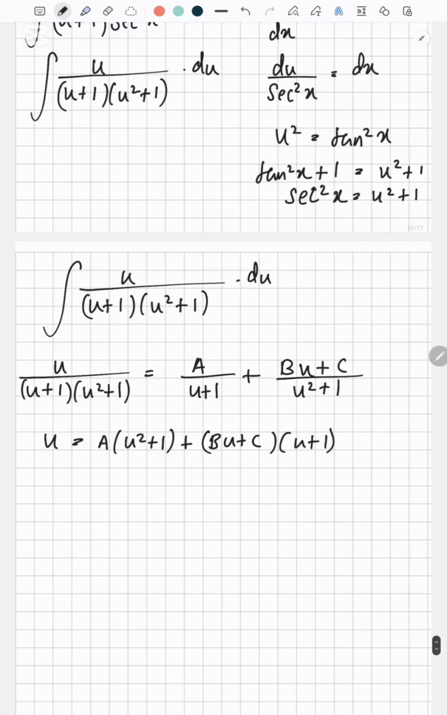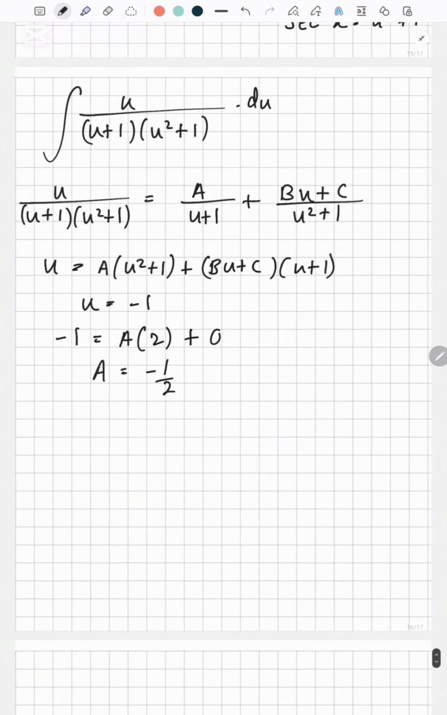So what we can do is take u equals minus 1. You can take any value for u so that you can find the values of a, b and c. I'm just taking u equals minus 1 because the solving is easier with that term. You see why. So minus 1 equals a times u squared, so minus 1 squared is 1, 1 plus 1 is 2. So that's 2a, plus, when you put minus 1 into u plus 1, it's 0, right? So it's just 2a. See, it makes it very easy to find the values straight away. So a equals minus half.